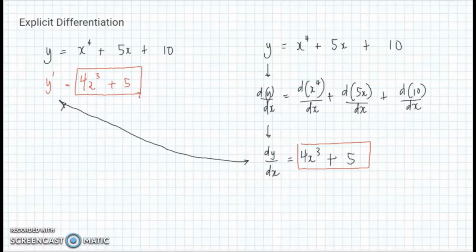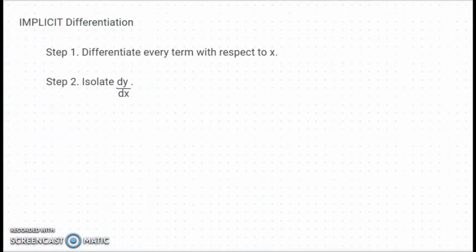So, let's go to our examples for implicit differentiation. To do implicit differentiation, let us follow these two steps. Step 1, differentiate every term with respect to x. Step 2, isolate dy dx.